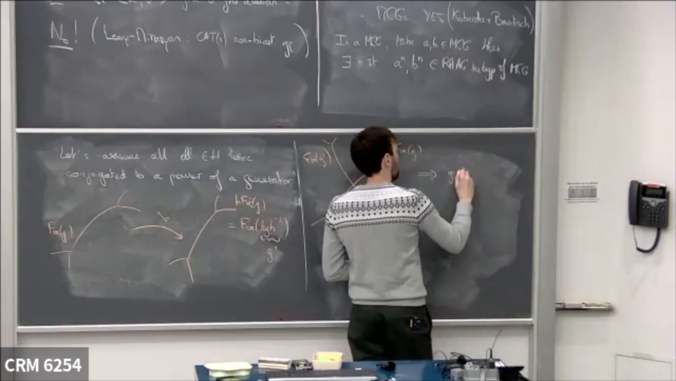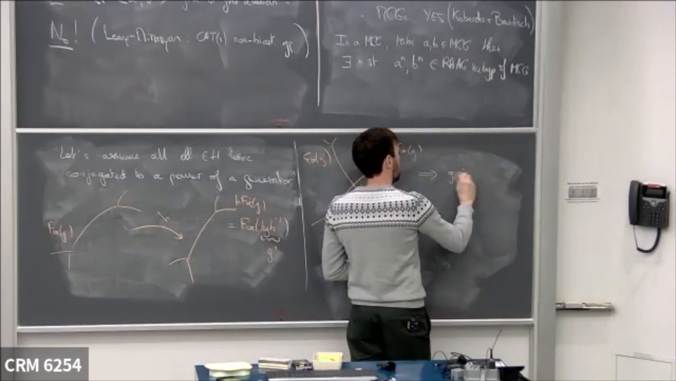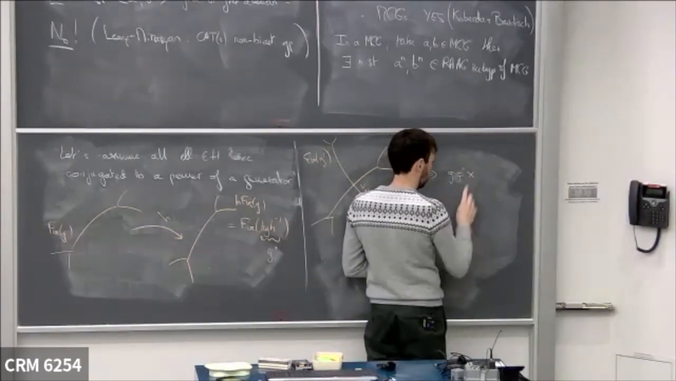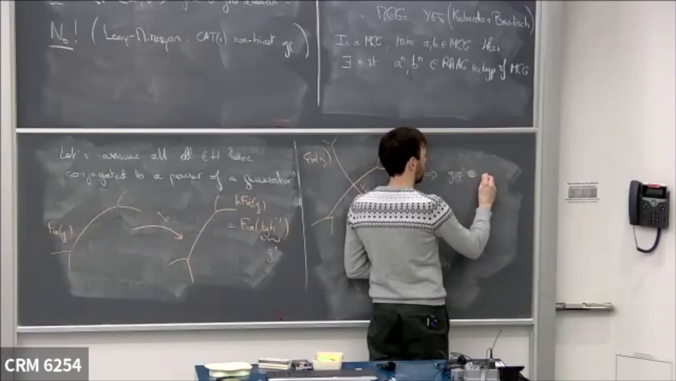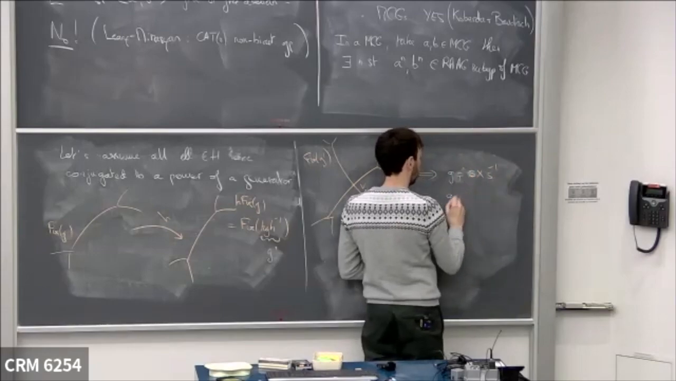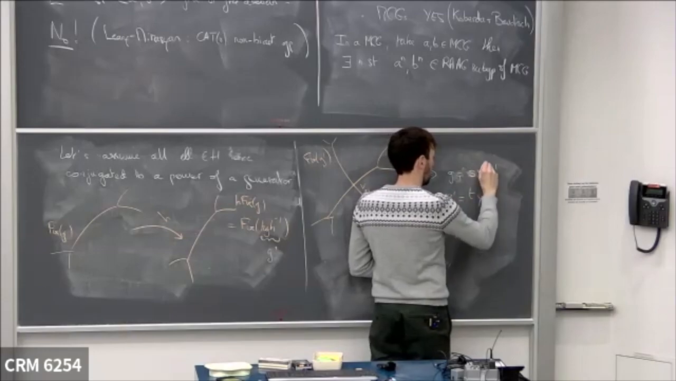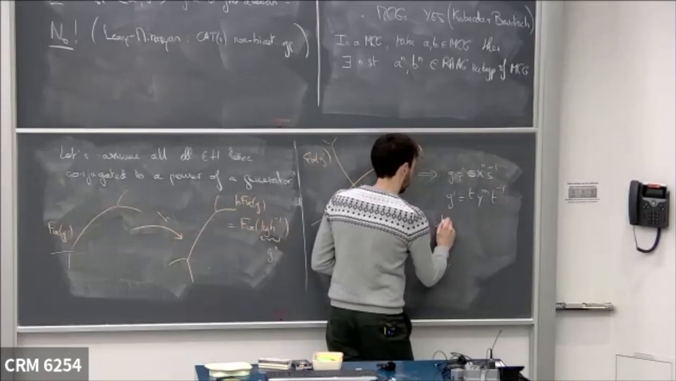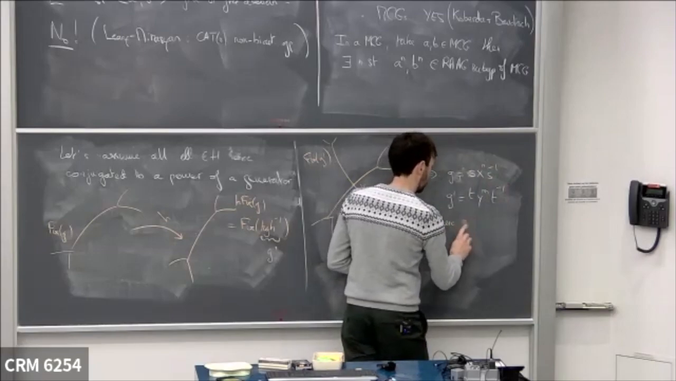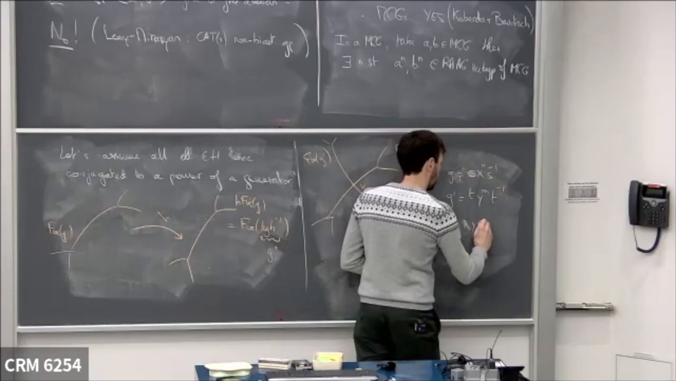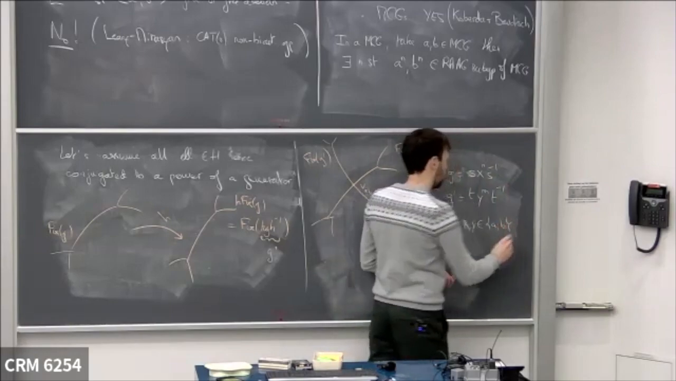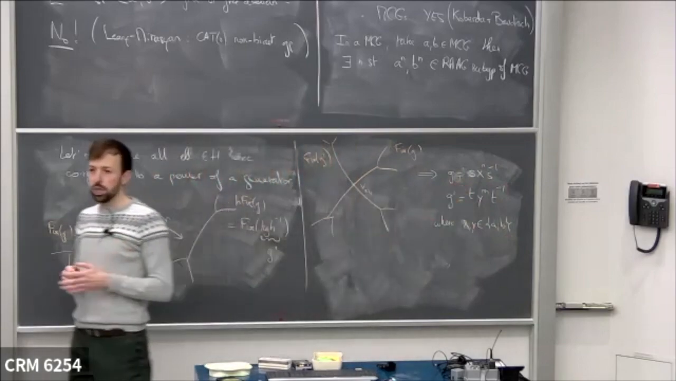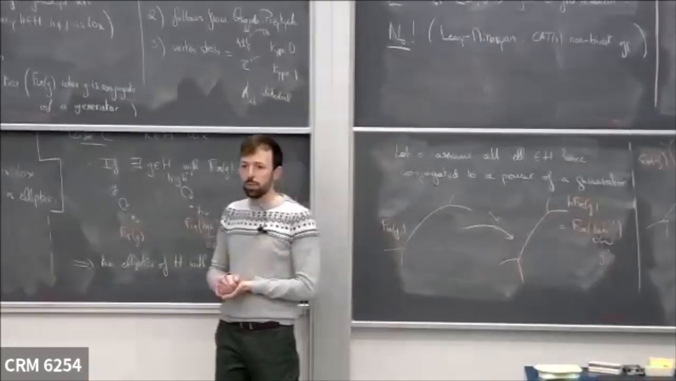So G is conjugated to S X S inverse, and G prime is T Y T inverse, where S and T, X and Y are either A or B. Right? It's kind of an annoying way to just say G and G prime are conjugated to powers of my generators A or B.